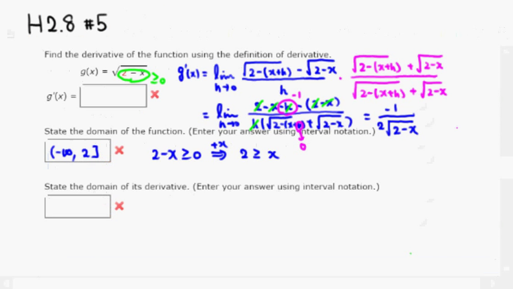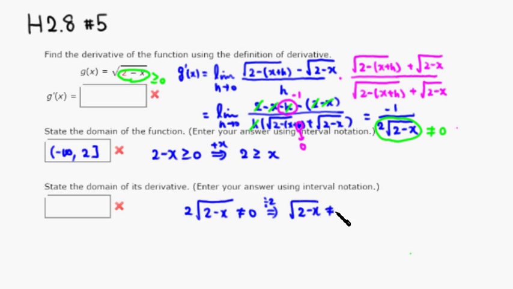Now state the domain of its derivative. If you look at the formula, you can see that there's a fraction going on. So we still have to make sure that x has to be less than or equal to 2. But on top of that, because this guy is sitting on the bottom, it has to be non-zero. So if 2 square root of 2 minus x is non-zero, divide through by 2 and you get square root of 2 minus x is not equal to 0.